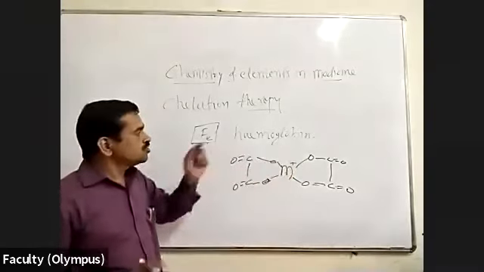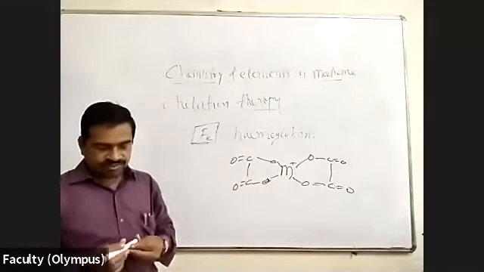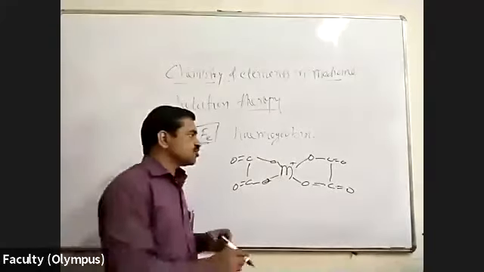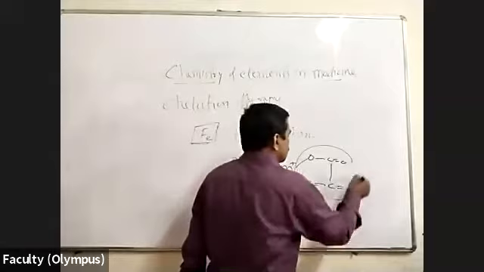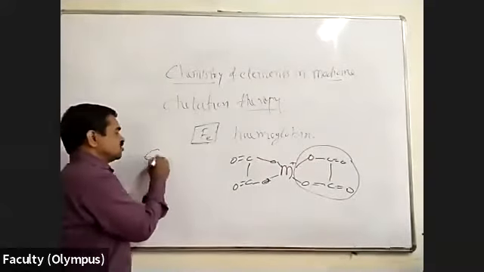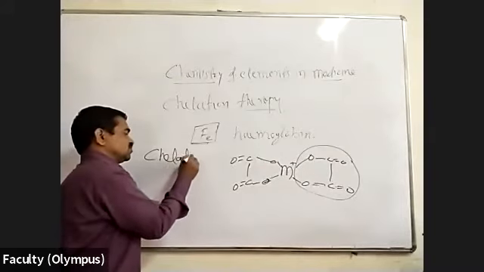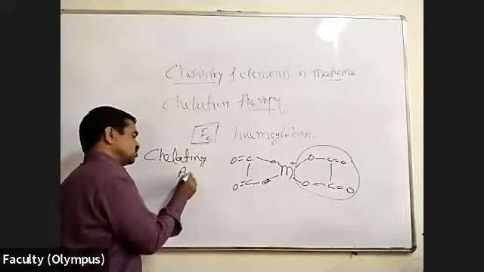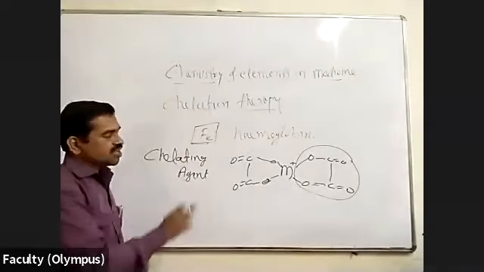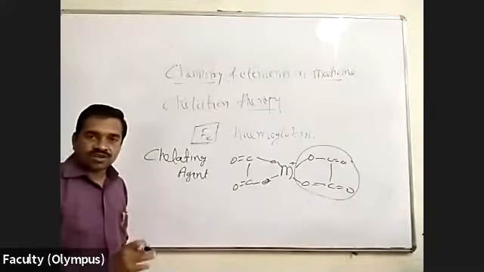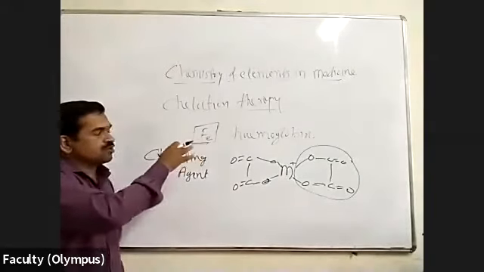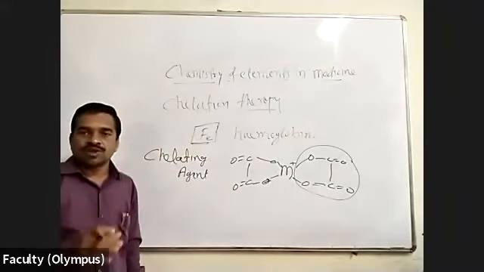Now, to remove these excess elements from the living system or from the body of an animal, we have to introduce such a polydentate ligand. That polydentate ligand is called a chelating agent. So that chelating agent can form a complex, that is called chelate compounds, with the metal ions. It may be plutonium, it may be iron, it may be calcium, it may be lead.